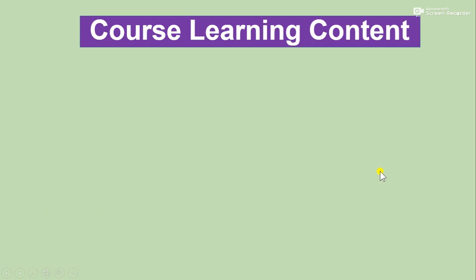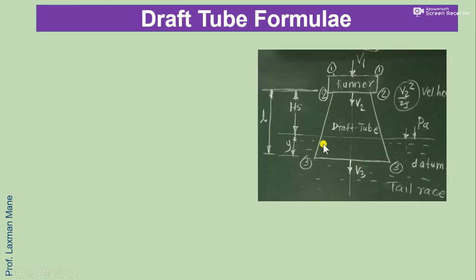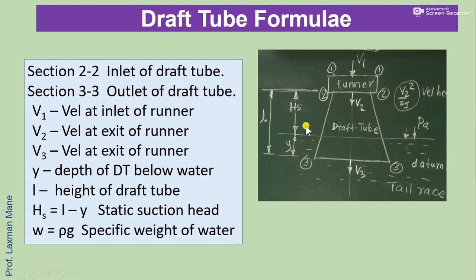In this session, you will be able to solve numerical on draft tube. So let us summarize formulae of draft tube. Here from this diagram we can have velocities at sections 1, 2 and 3: V1, V2 and V3. Y is the depth of draft tube below water, L is the height of draft tube and HS is static suction head.